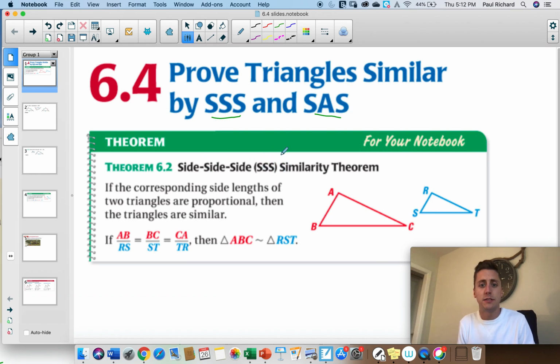So the SSS Similarity Theorem states that if the corresponding side lengths of two triangles are proportional, then the triangles are similar. And that has to do with AB here being related to RS and so on and so forth. This isn't any different than any other corresponding parts that we've been talking about previously. So really what I like to do is I like to check all three sets of ratios. The first ratio would be AB to RS, and then BC to ST, and then CA to TR. And if we can show that all the ratios are the same, then we show that the triangle side lengths are proportionate to each other.